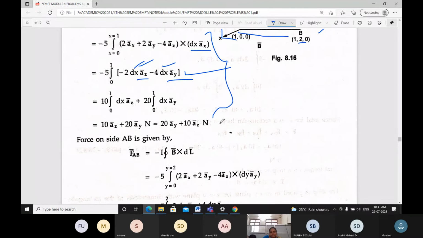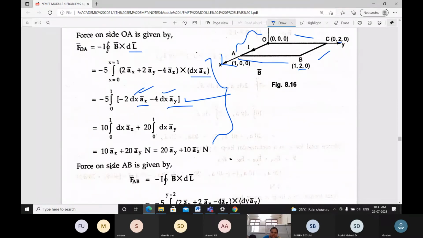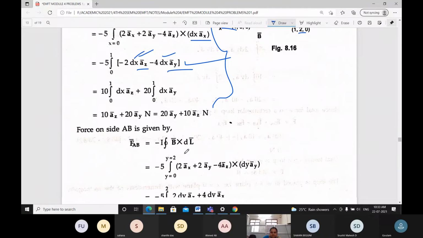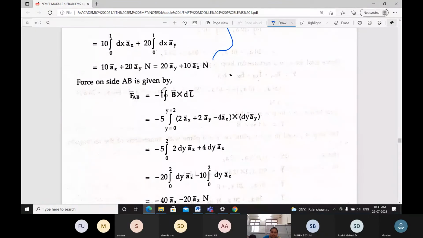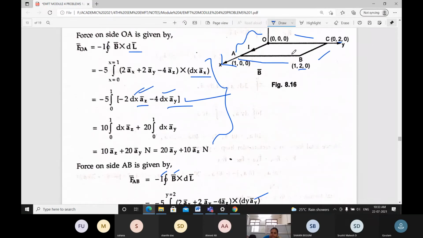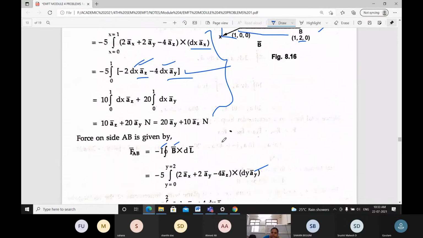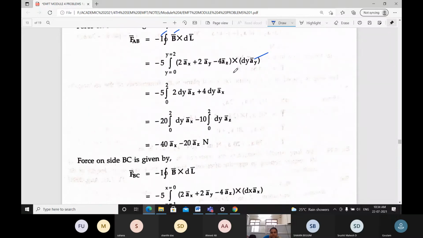Okay, if you understood the first part, in the second, again at side AB, it's simple. Go with the same equation, substitute for I and B, which are already given. Here the dL changes to dy into ay, and the limit changes with respect to y. Then go for integration, and you will get the force at AB as minus 40 ax minus 20 az newtons.